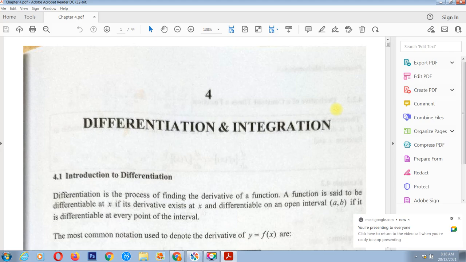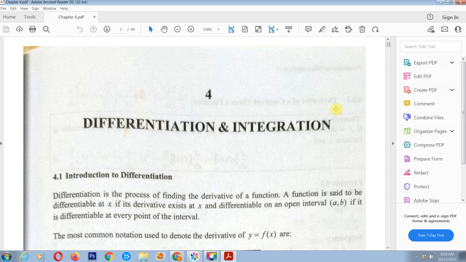Okay, differentiation and integration. So what is differentiation? What is integration? Why do we need to integrate? Why do we need to differentiate? We need to materialize from the y and x thing. You change x to the power of 3 to x to the power of 2. So why do we need differentiation? Why do we need integration?